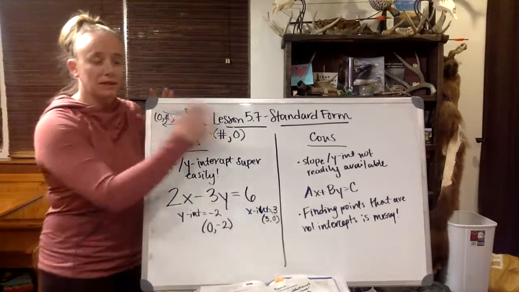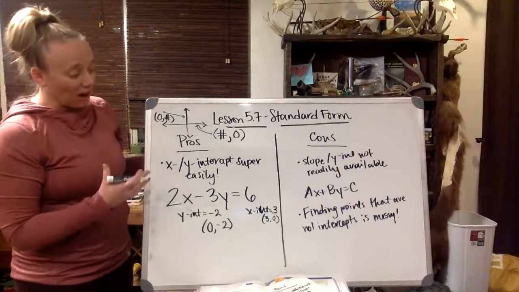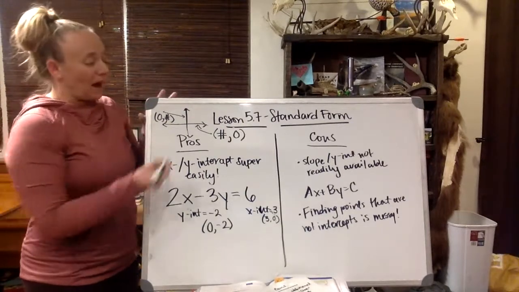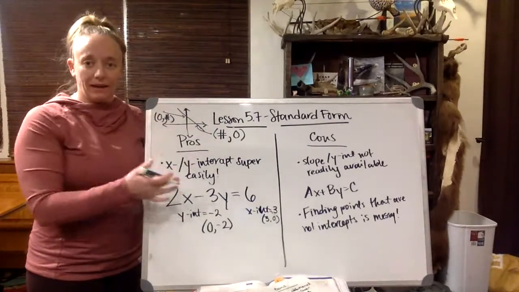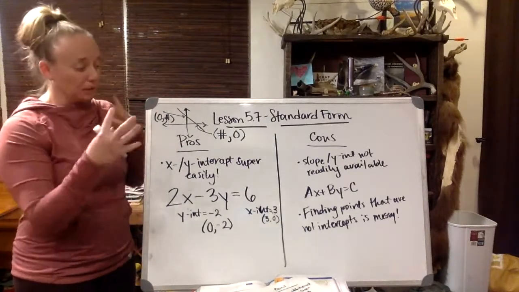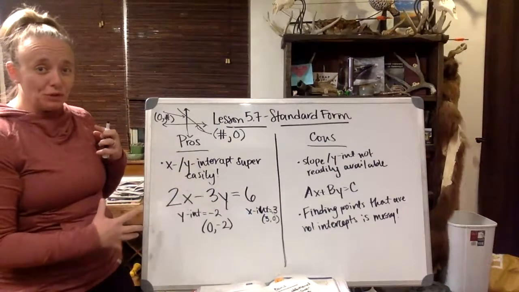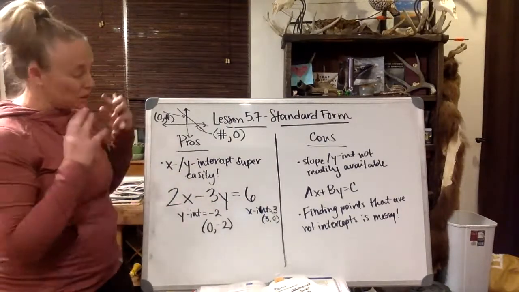So finding my intercepts with standard form is super quick and simple, and it's awesome. And if I have 2 points, I can then graph that line really easily. I only need 2 points, or I need a point and slope to be able to graph a linear equation. So huge, huge pro, and it's super cool.